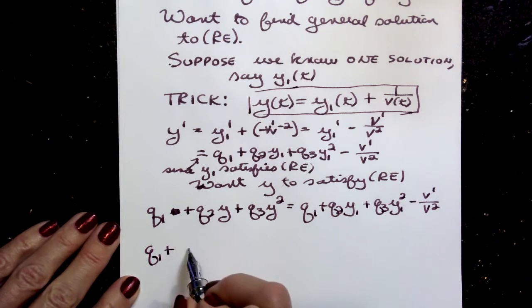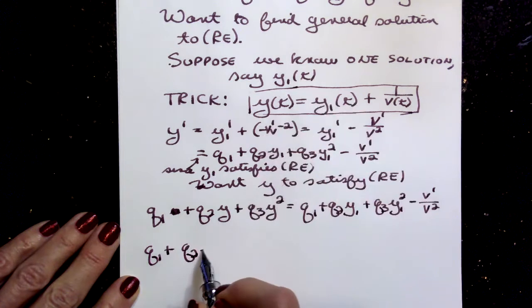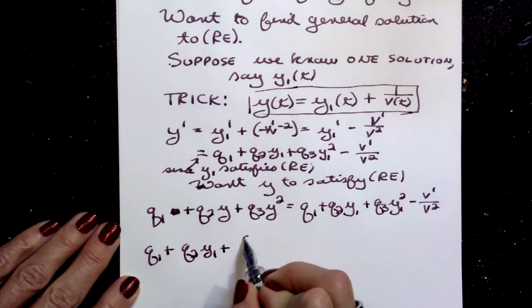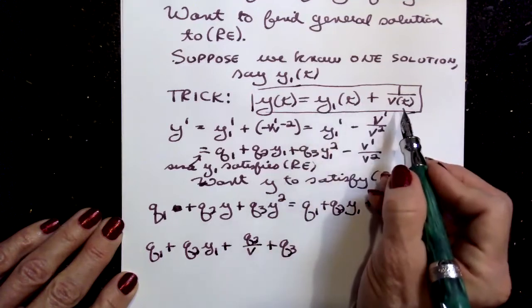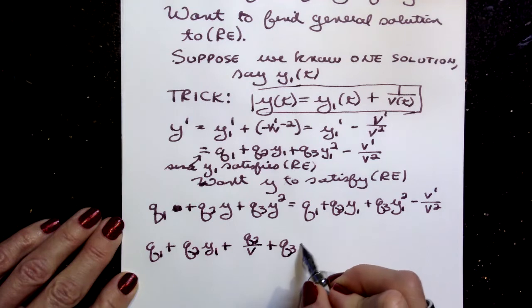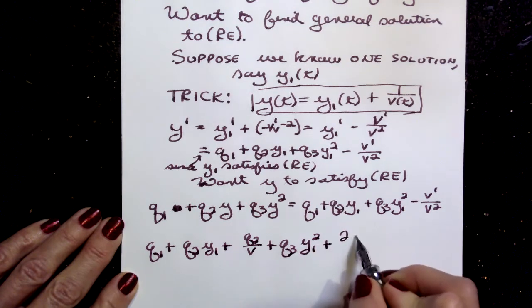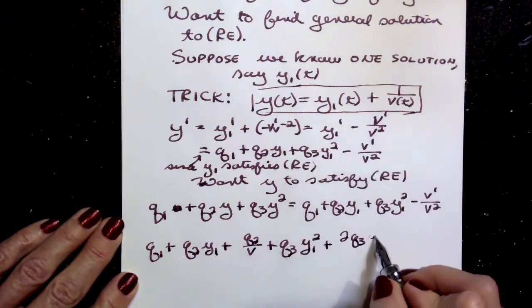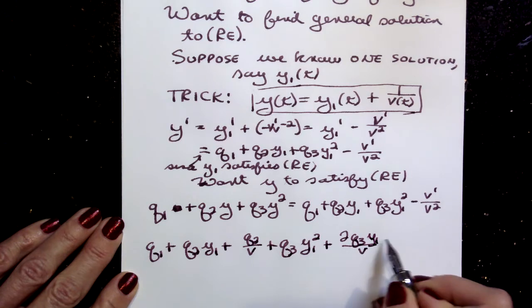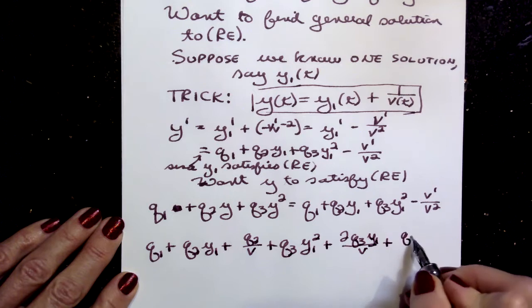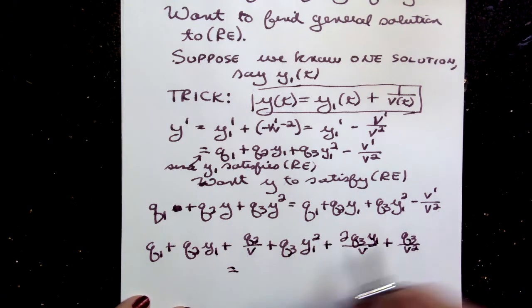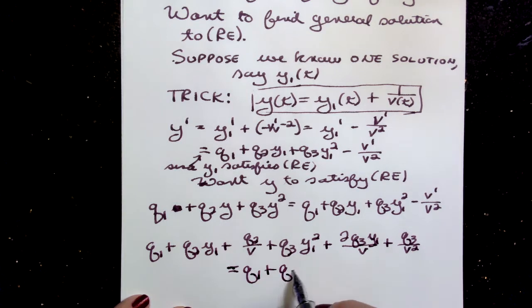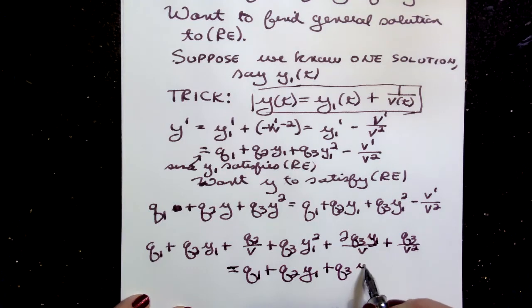So we will get Q1 plus Q2 times Y, which is Q2Y1 plus Q2 over V, plus Q3Y squared. So you have to square this binomial. Okay, so that means I have Q3 times Y1 squared plus 2Q3Y1 over V. That's twice the product of the two, plus the square of the second times Q3. So that will be Q3 over V squared. So all of that was this right-hand side, and that's got to be equal to this left-hand side from the line above. So that is Q1 plus Q2Y1 plus Q3Y1 squared minus V prime over V squared.